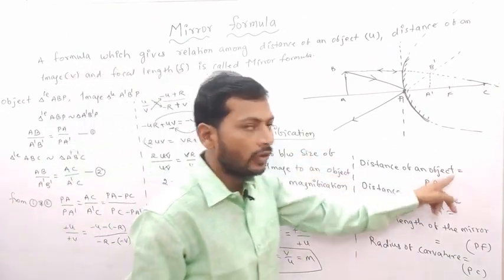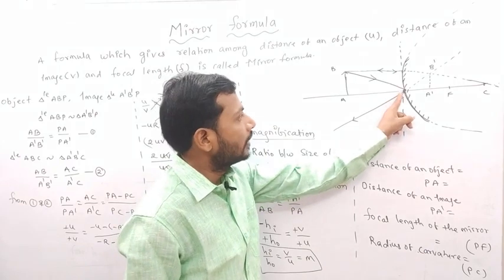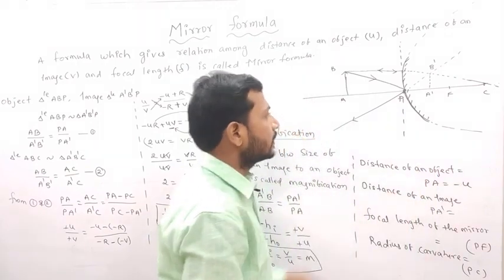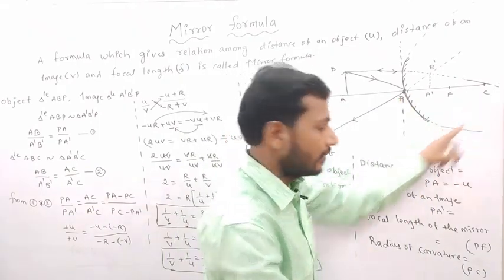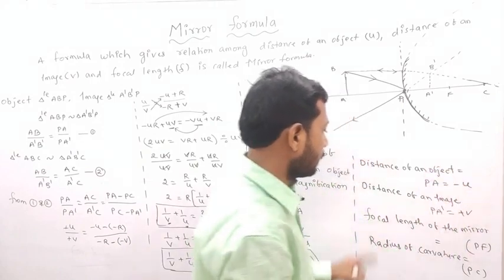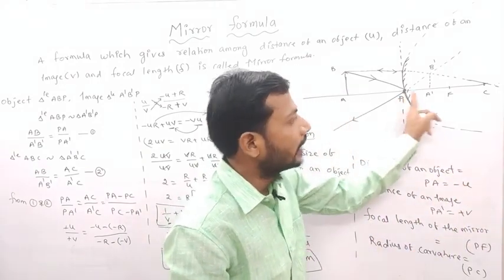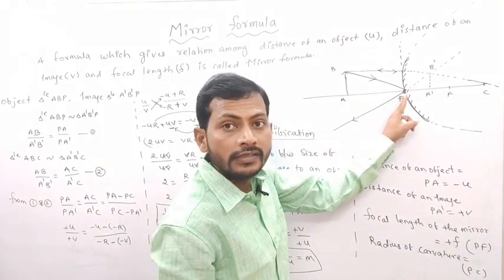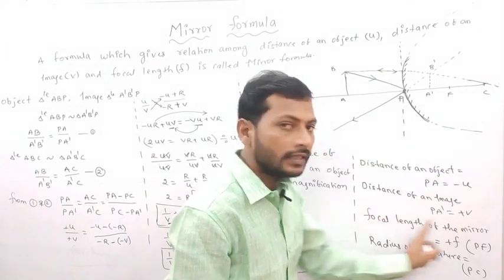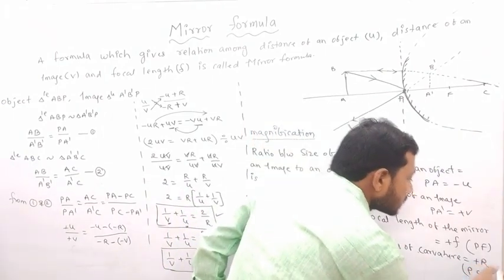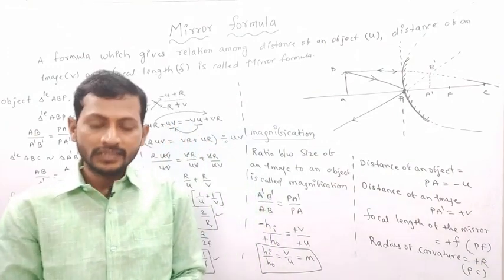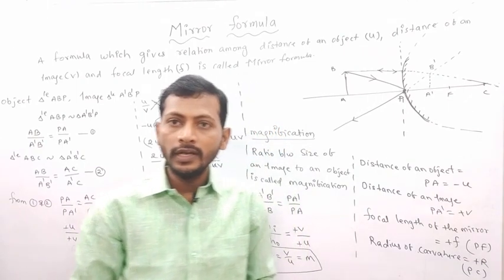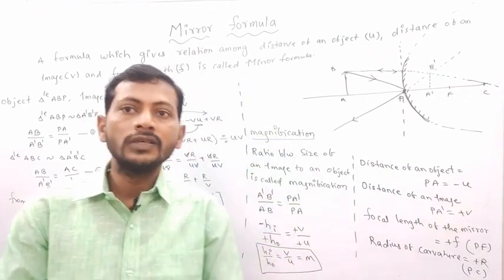But if you want these values, I can provide them for you. Now observe, the distance of the object is on the left side, sir, so I am keeping minus u. The distance of the image is on the right side, so I keep plus v. The focal length of the mirror is on the right side, so I am keeping plus f. And the radius of curvature, sir, is also on the right side, so I am keeping plus r. Don't get confused, sir: f and r are positive, v is also positive, only u is negative.